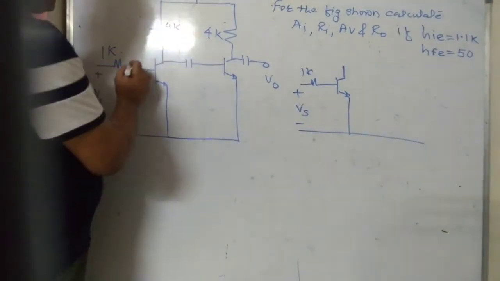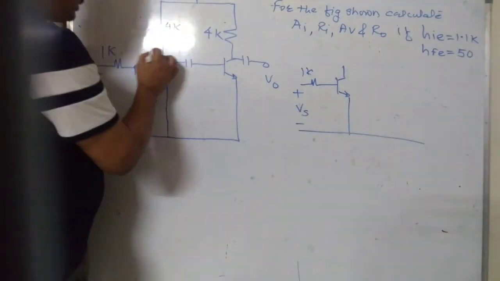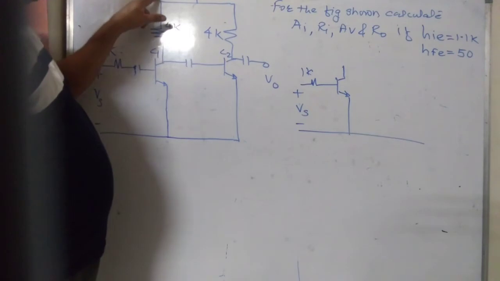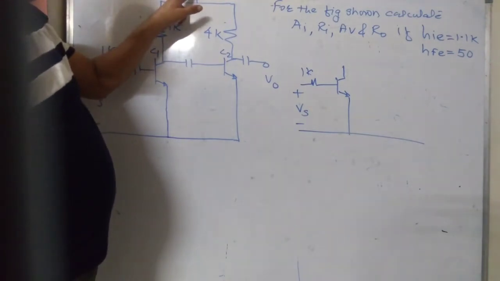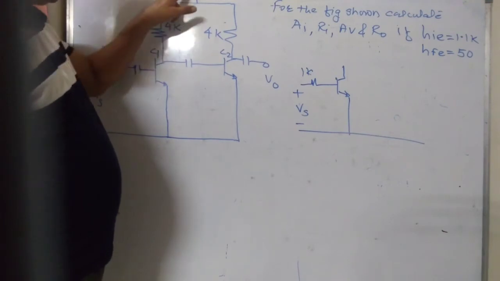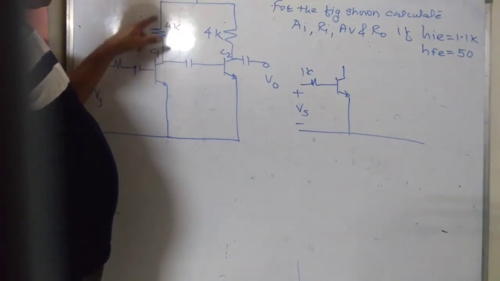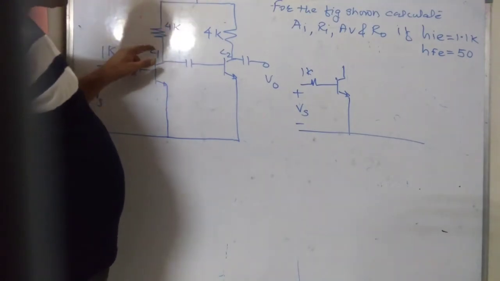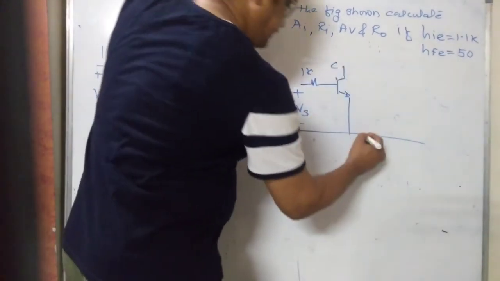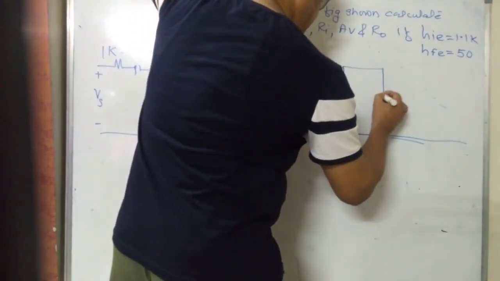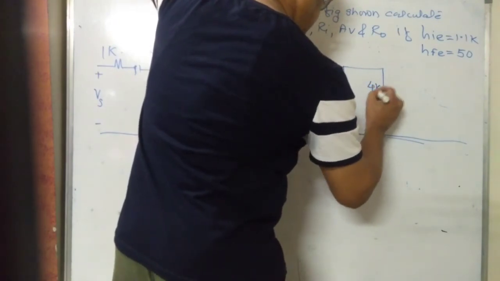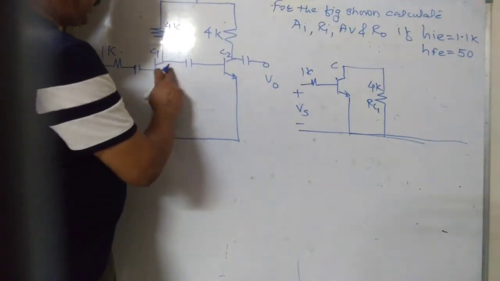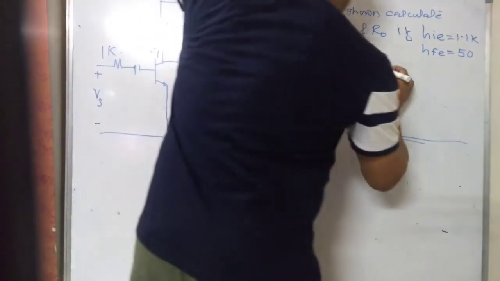This capacitor is shorted. Now 4K, this is collector of first, this is collector of second. 4K is connected between collector 1 and VCC. We have to connect VCC to ground, so it will appear between collector 1 and ground. One terminal of 4K is at C1, other terminal is at VCC, and VCC we have to ground. So this is C1 and this is ground. This is RC1, 4K collector resistor. Then this capacitor is shorted, and we directly go to the base of the second transistor.